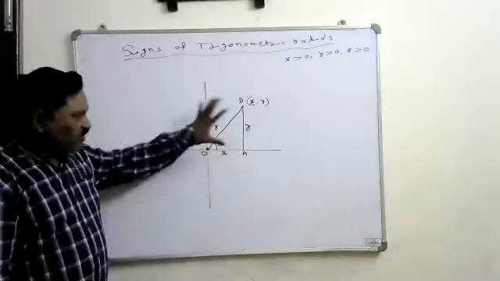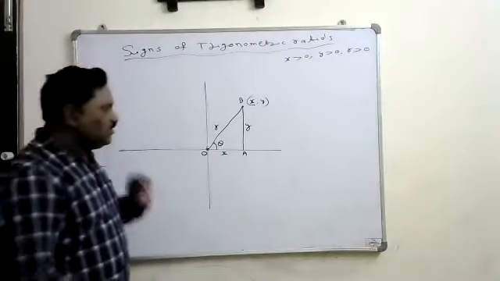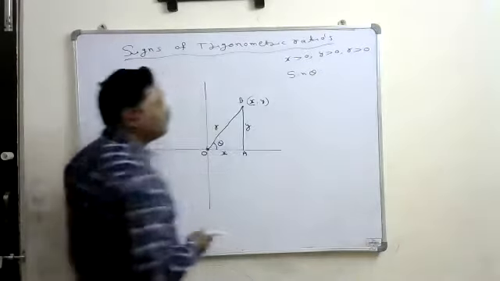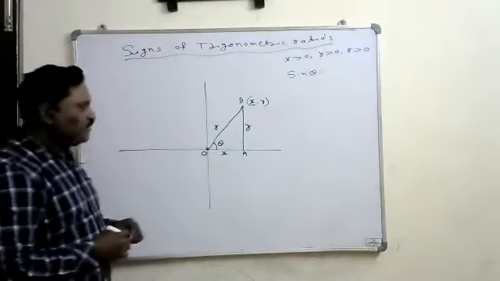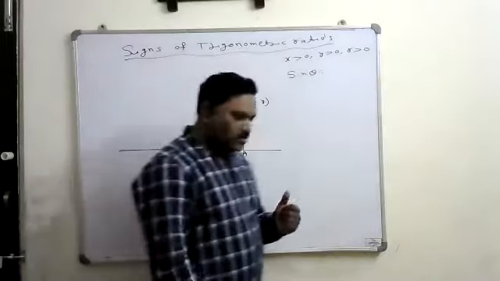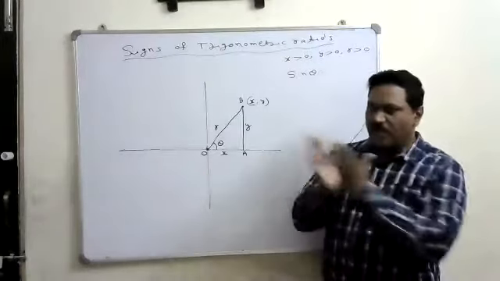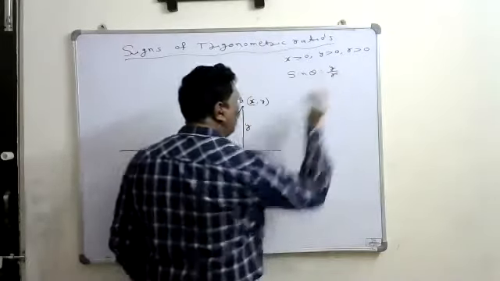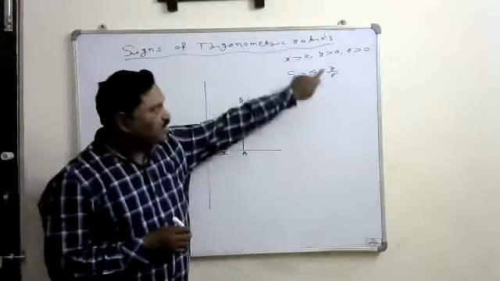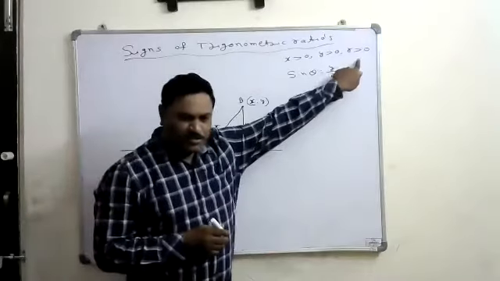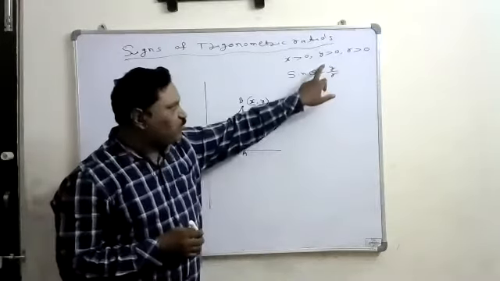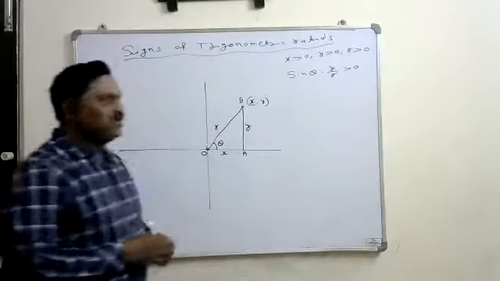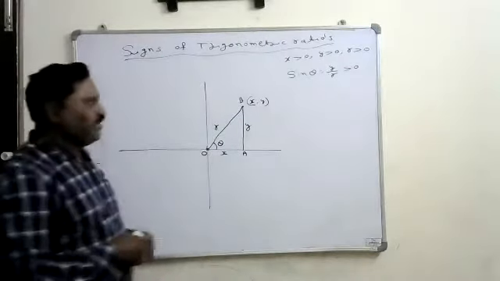Now, from this right angle triangle, tell me what is the value of sin theta? What is the definition of sin theta? Y by r. Opposite side by hypotenuse, that is y by r, right? Now if you observe the signs, here y is positive, r is also positive. Positive upon positive is positive. Therefore, sin theta is positive in the first quadrant.